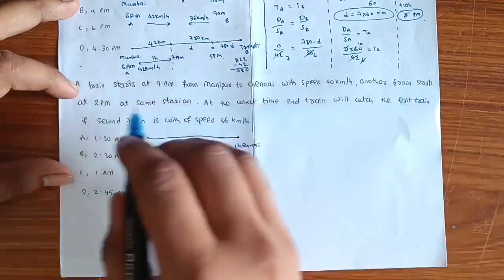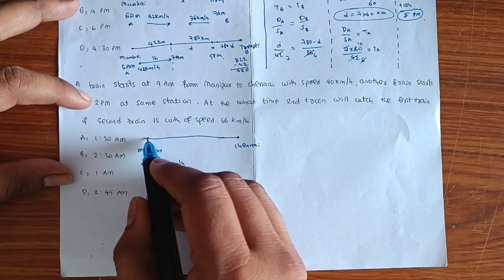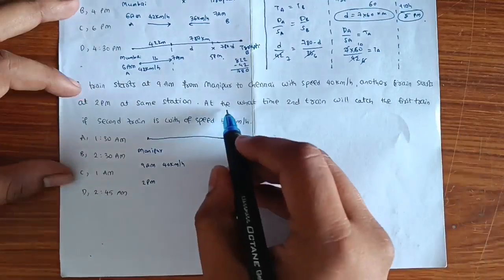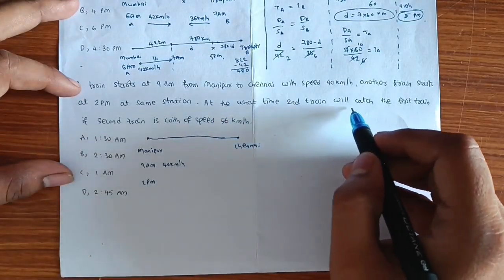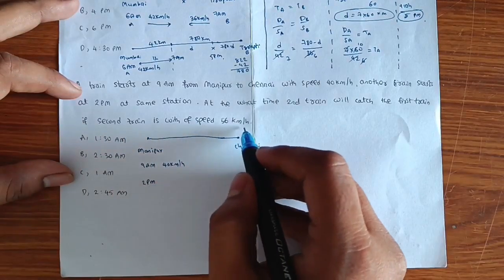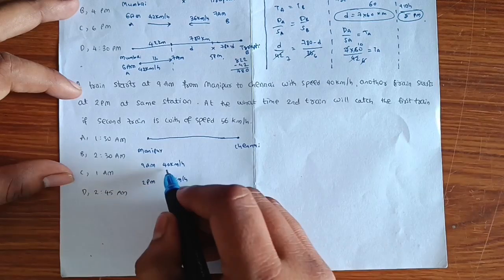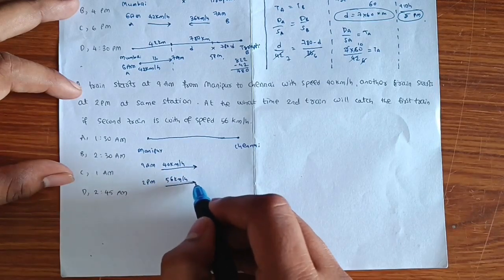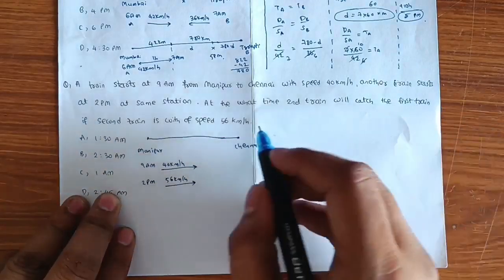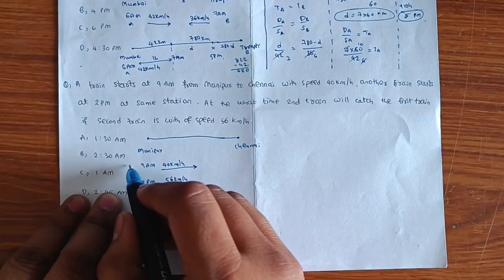Another train starts at 2 p.m. at the same station. So at the same station, like Manipur, again another train starting at 2 p.m. At what time the second train will catch the first train? If the second train is with a speed of 56 km per hour. So this is moving in this direction, this is moving in this direction. So we need to find at what time the second train will catch the first train.